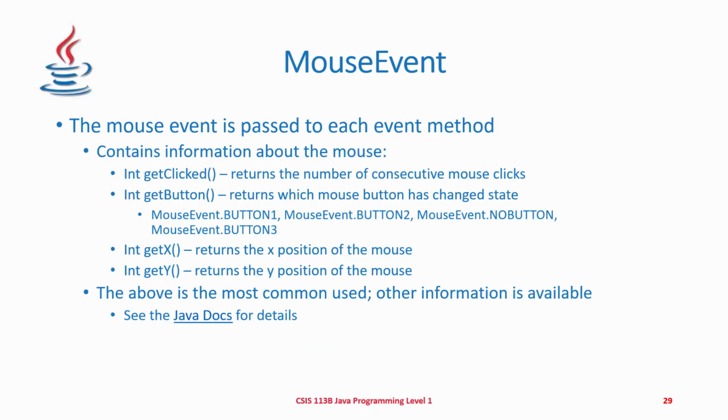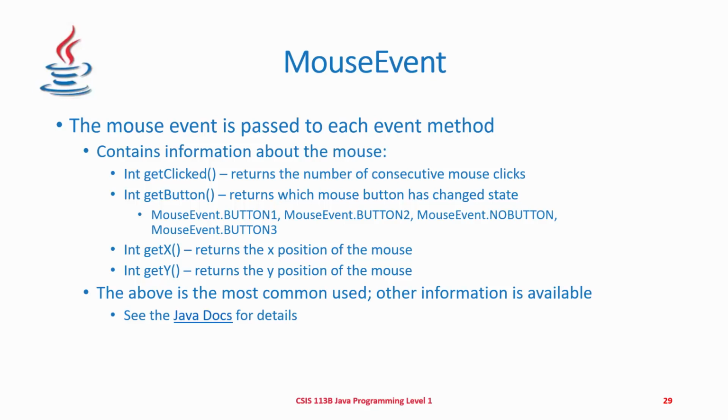So the mouse event is passed to each of the event methods. The event itself is a variable that's being passed into these mouse event listeners, and it contains information about the mouse. If we use the getClickCount method, that'll return the number of consecutive mouse clicks. If we use the getButton method, it'll return the mouse button that has changed state. And you can see that constants are used to represent each of the different mouse button states.